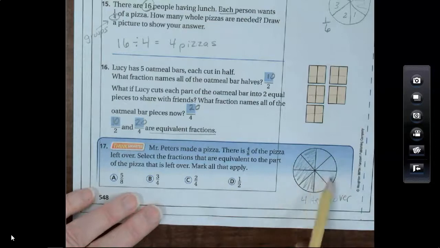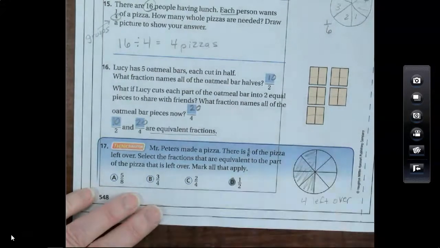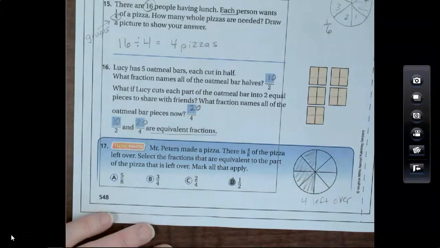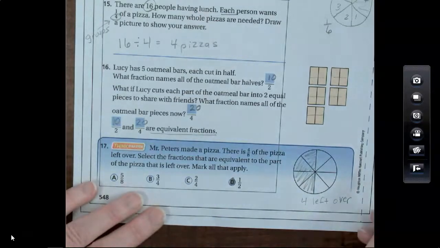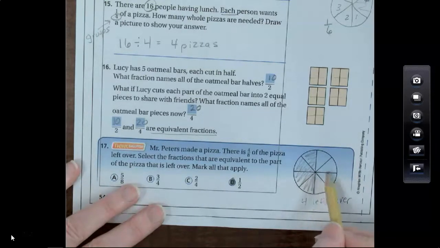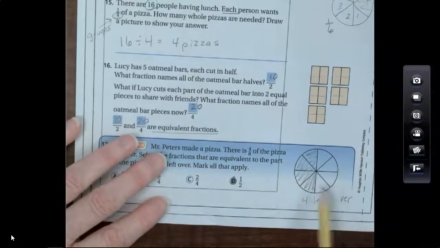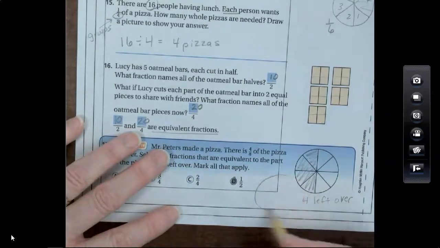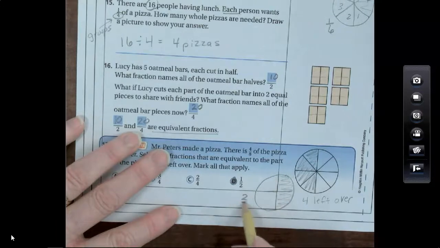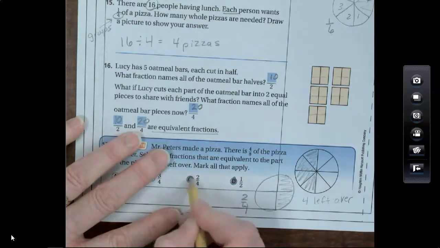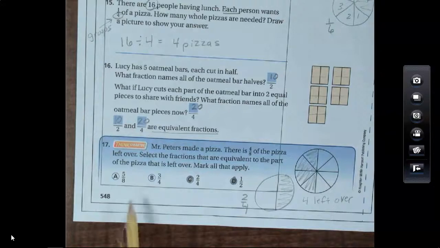So that to me looks like half of that is gone. So that would definitely work. Half of that is gone. Okay? Now if we had divided that pizza just into 4s, it would be looking like this. And we colored it to match that. It would be 2 out of 4. So this one would also work here, but the 5/8 and the 3/4 would not work at all.